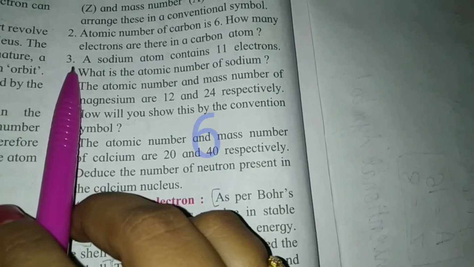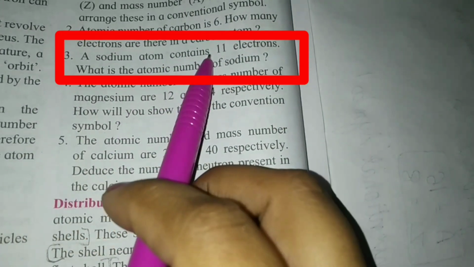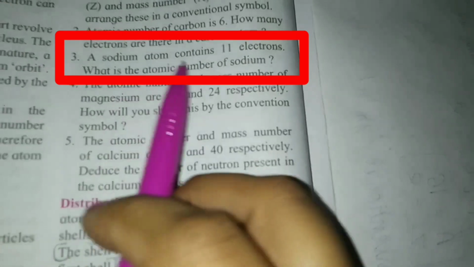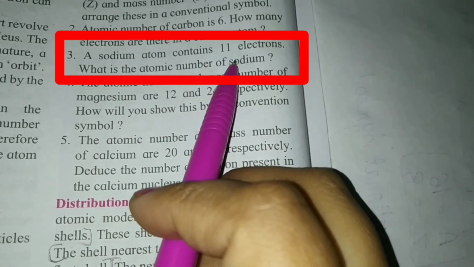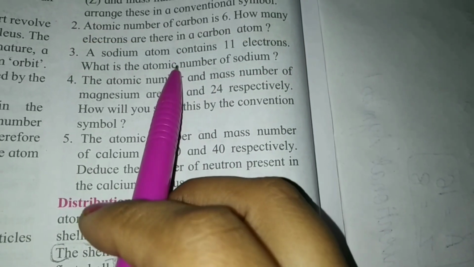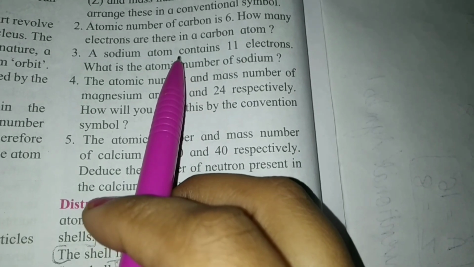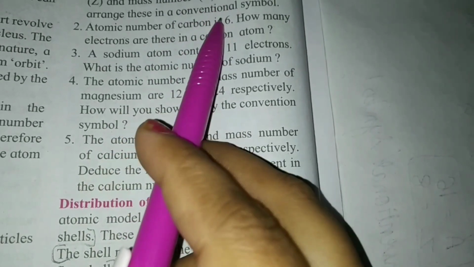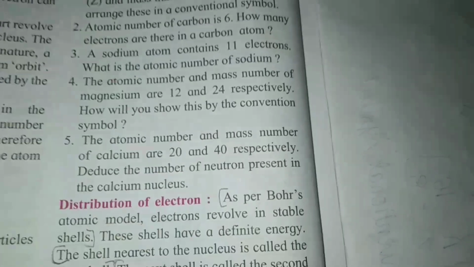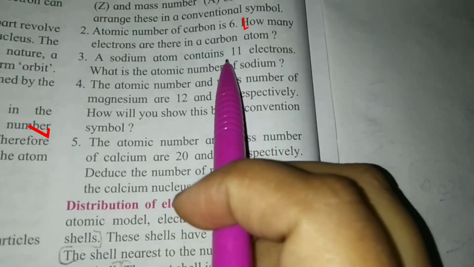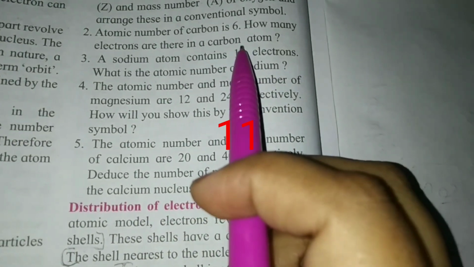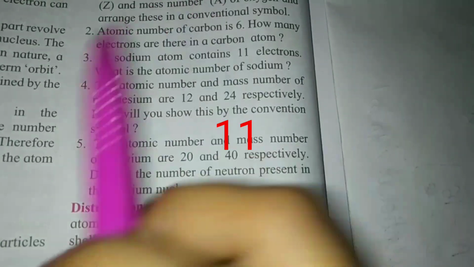Let us move towards the third question. A sodium atom consists 11 electrons. What is the atomic number of sodium? Again, very simple. Students, the number of electrons in the extranuclear part is equal to the number of protons, that is atomic number. So here answer will be 11 only. So the atomic number of sodium is 11.